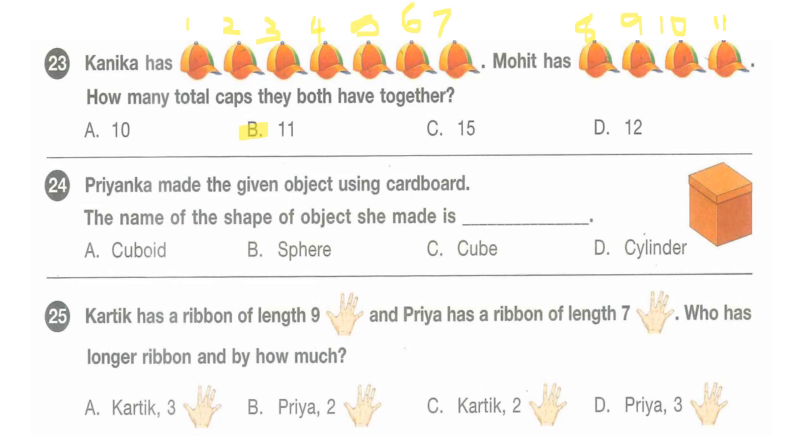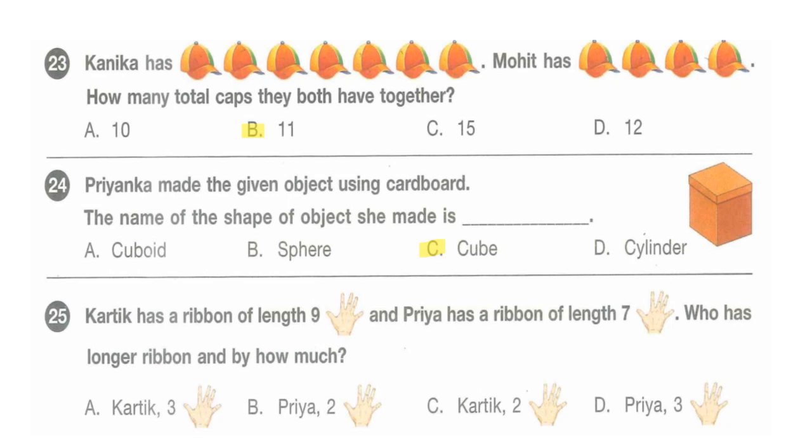Question number 24. Priyanka made the given object using a cardboard. The name of the shape of the object she made is dash. A. Cuboid. B. Sphere. C. Cube. D. Cylinder. The name of the shape of the object she made is cube. Answer C.